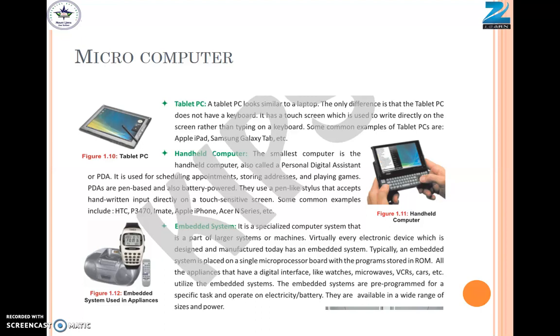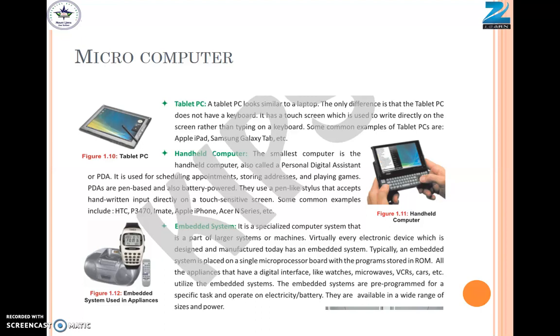The next category is the handheld computer. The smallest computer is the handheld computer, also called a personal digital assistant or PDA. It is used for scheduling appointments, storing addresses, and playing games. PDAs are pen-based and also battery-powered. They use a pen-like stylus that accepts handwritten input directly on a touch-sensitive screen. Some common examples include HTC P3470, iMac, Apple iPhone, Acer N series, etc. They are very compact, so we need to use a stylus type of pen for precise selection or writing.